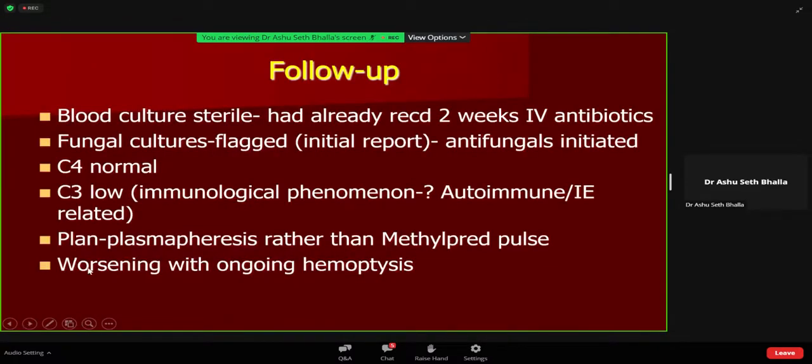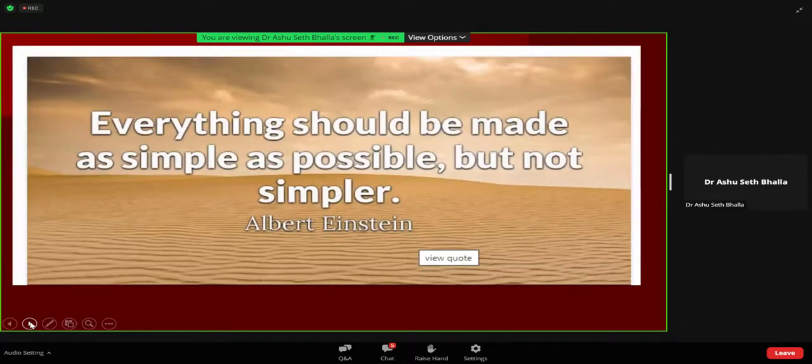As I told you, everything is returning negative except that there are very low C3 levels, because methylprednisolone could not be given as the patient was in sepsis. So plasmapheresis was given, but he has worsening ongoing hemoptysis. So vasculitis is a very challenging topic, but as I showed you in the Behçet disease, which was atelectasis in the right upper lobe with a nodule, and in several other situations, it's the radiologist's antenna which first points to the diagnosis.